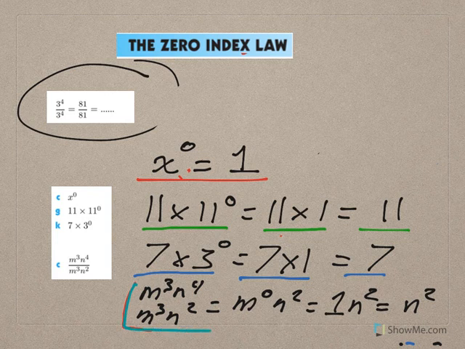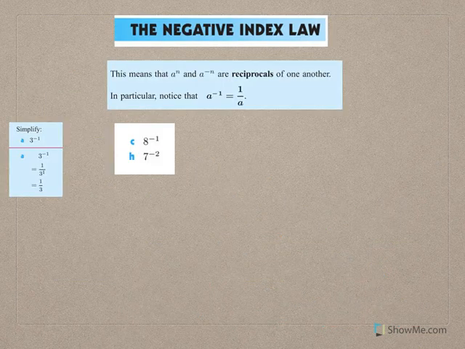So I took the m to the power of 3, and we subtracted the 3s to get m to the power of 0. The 4 and the 2, we subtracted to get n squared. We know that m to the power of 0 is the same as 1. 1 times n squared is the same as n squared. Make sure you've taken notes here, all right, on your video tutorial notes, because this is great stuff.